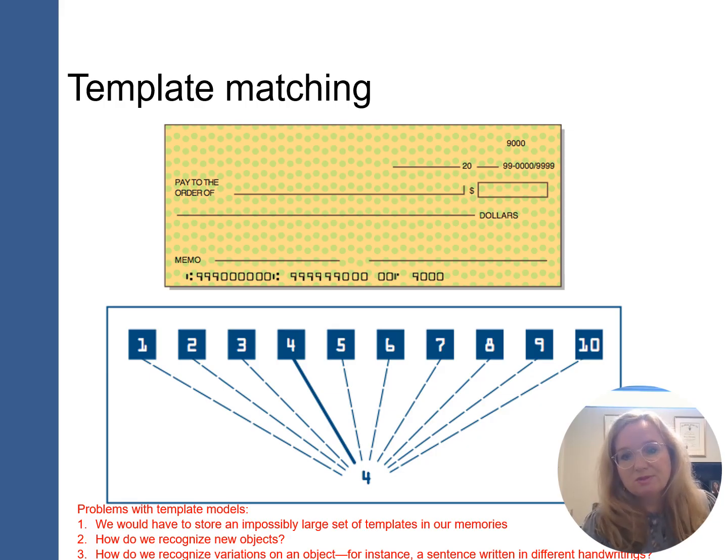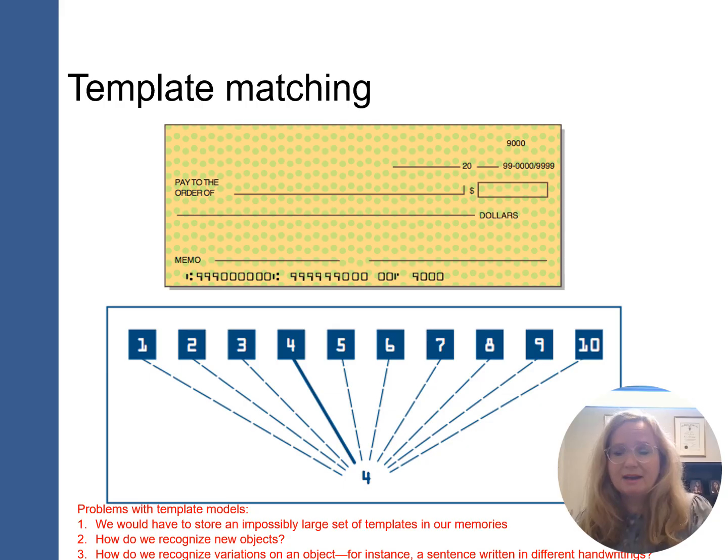Well, it sounds like a great idea initially. There are some problems with these template models. Obviously, the first major problem is that we would have to store an impossibly large set of templates in our memories. Just think about the number of ways you could write a number. Think about all the different fonts on your computer. If you needed to have a different template for all these different fonts so that you could read words or read numbers or things like that, then it would just take up so much capacity in your brain.